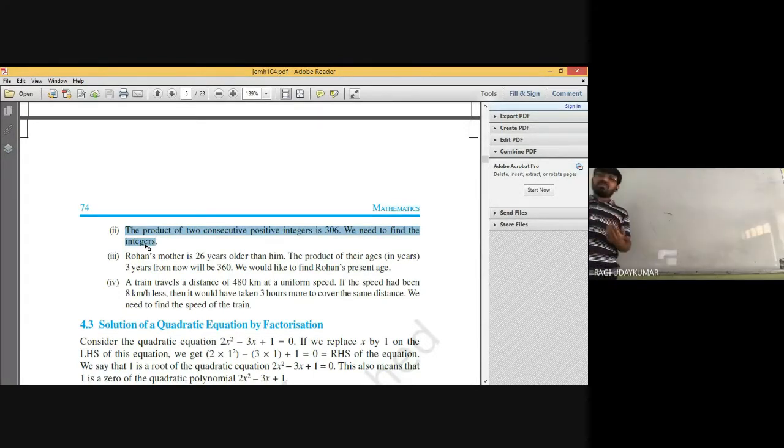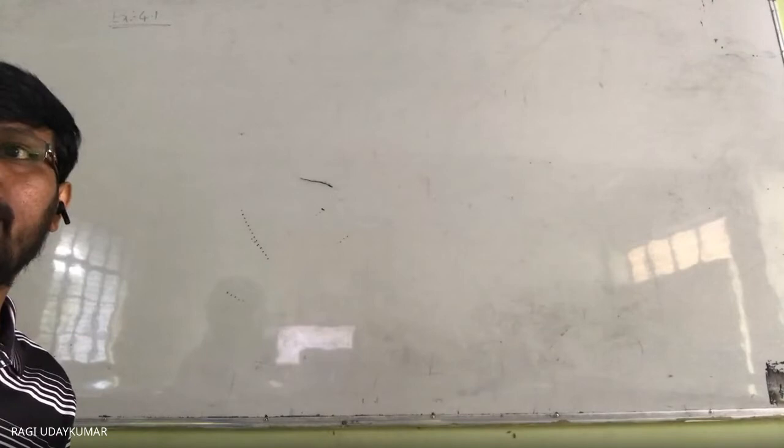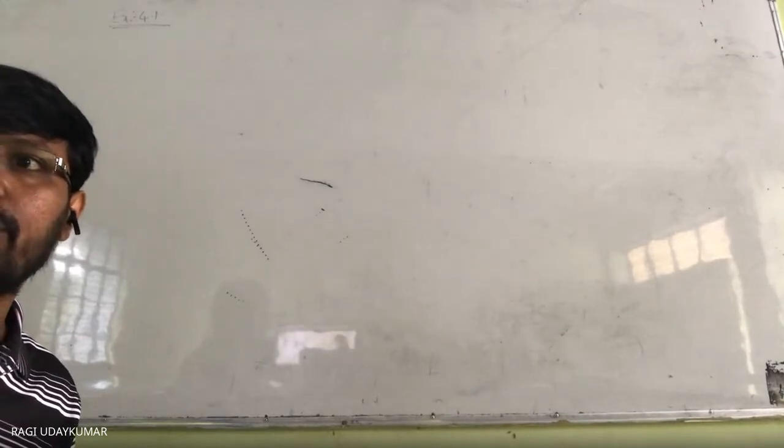Whatever number is next to a number, 4 and 5 are called consecutive numbers. 5 and 6 are called consecutive numbers. Minus 3 and minus 2 are called consecutive numbers. But here it is given that they are positive integers. Integers में positive बोला है, so negative should not be taken into consideration here. Only the positive integers should be taken into consideration. Is it clear to you? Yes, sir.